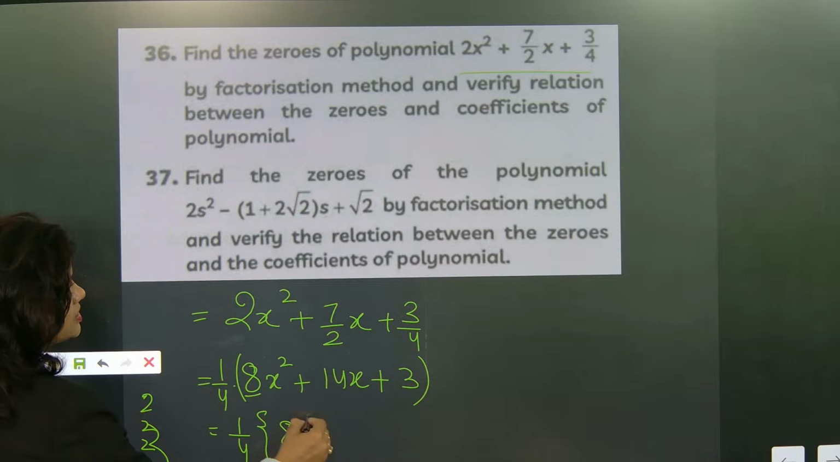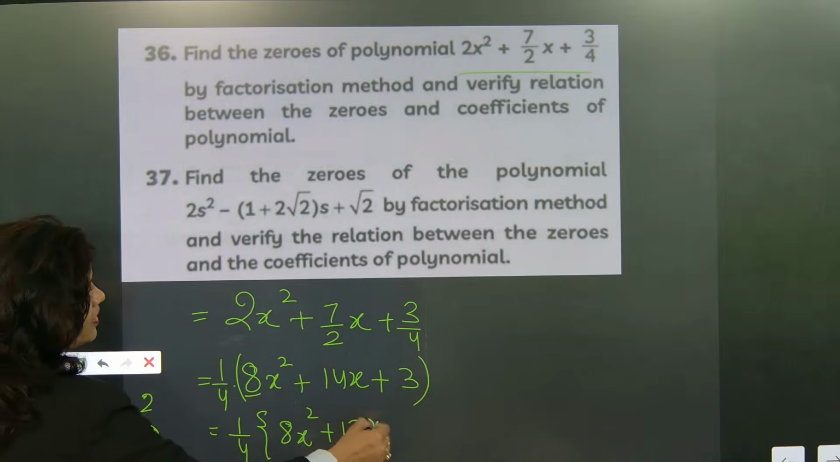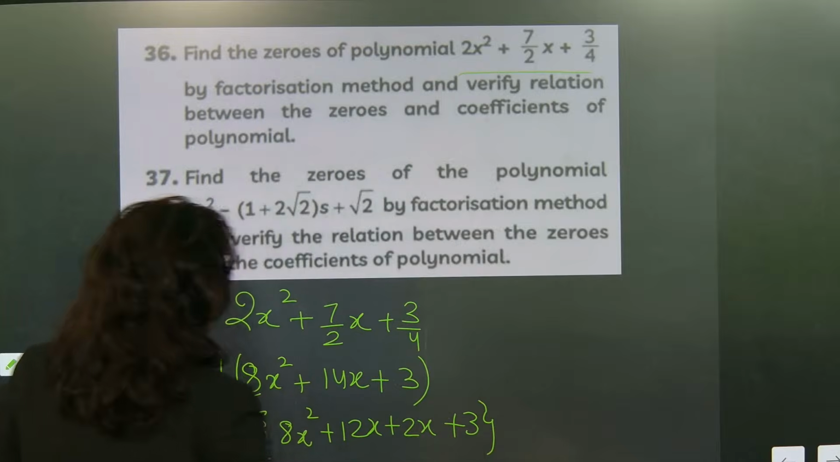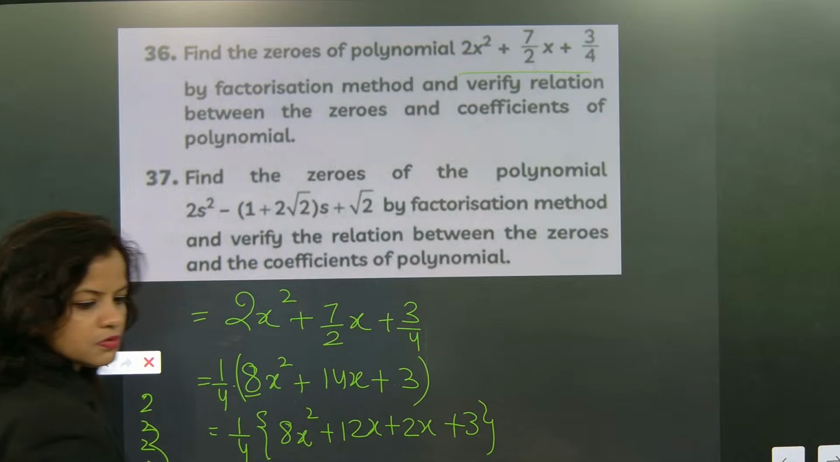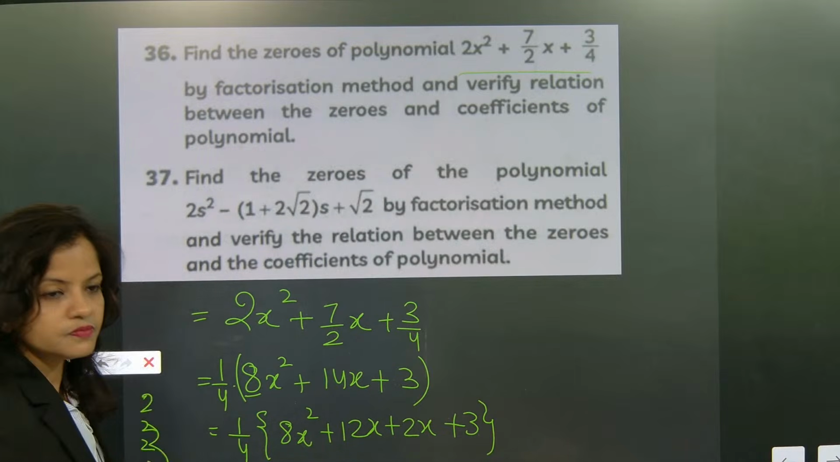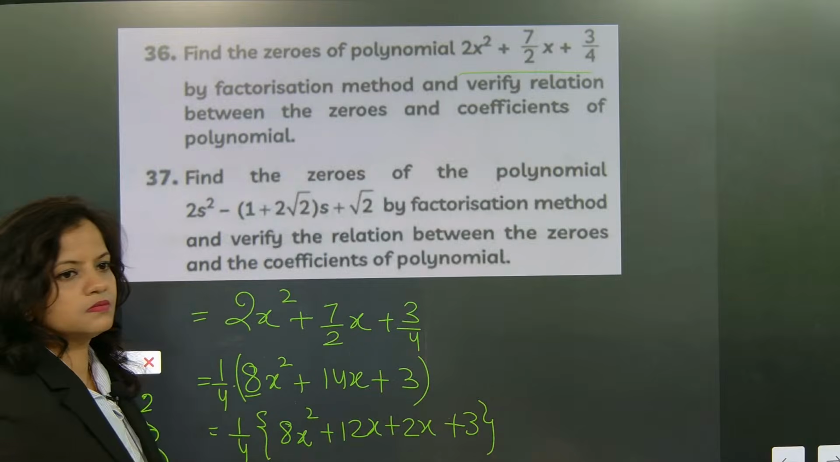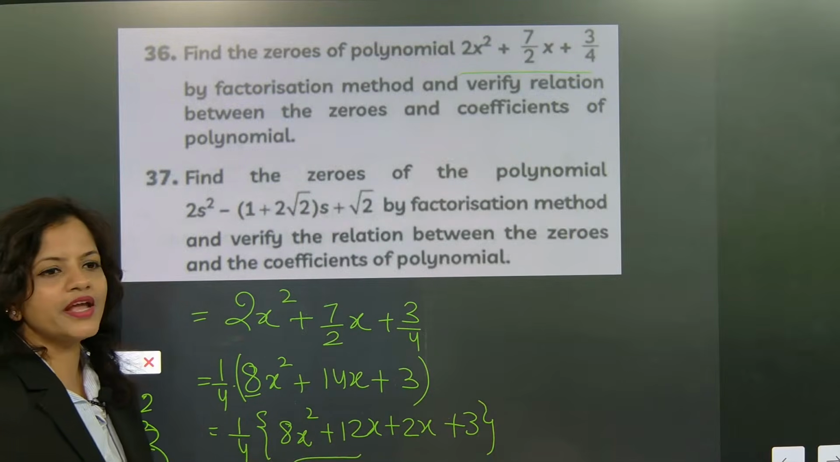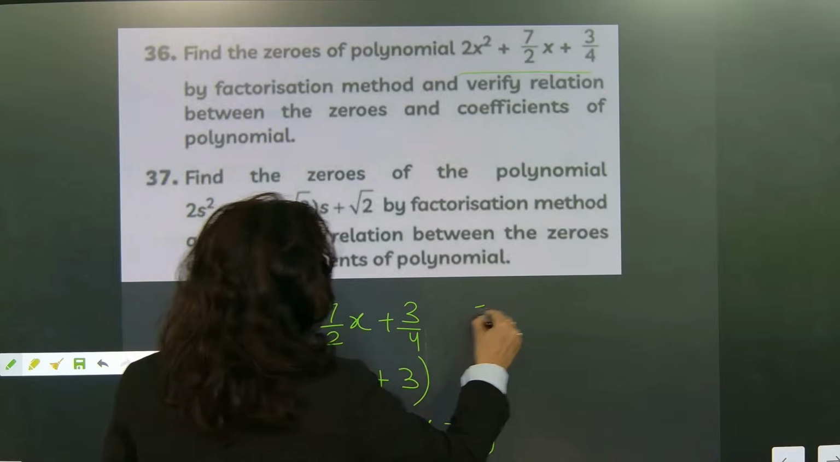You check 8x square. Obviously, whoever will sit with you, that person will talk. That's the most important for you. Focus here. I can do from here also. Nobody can change.